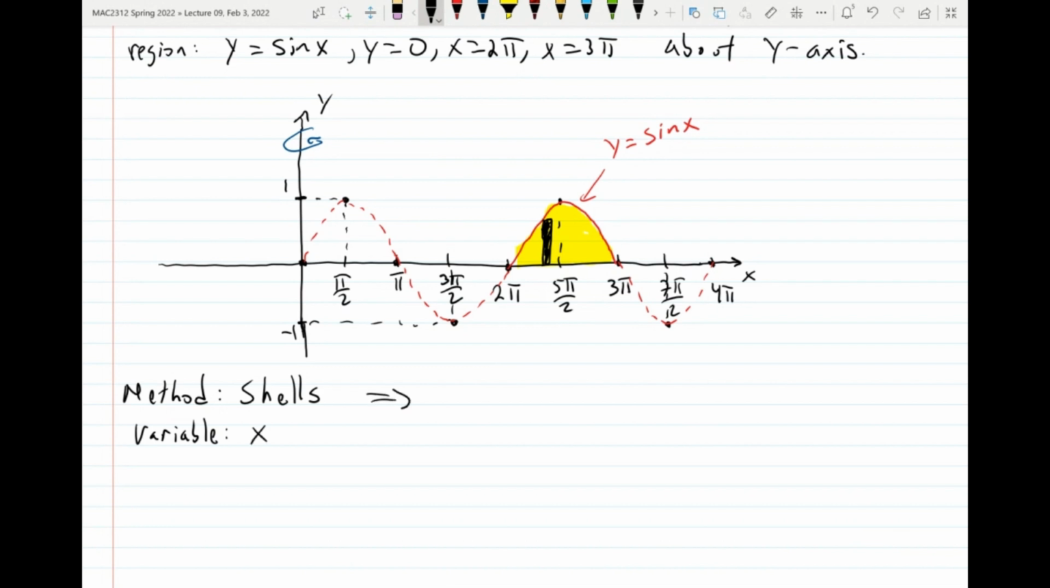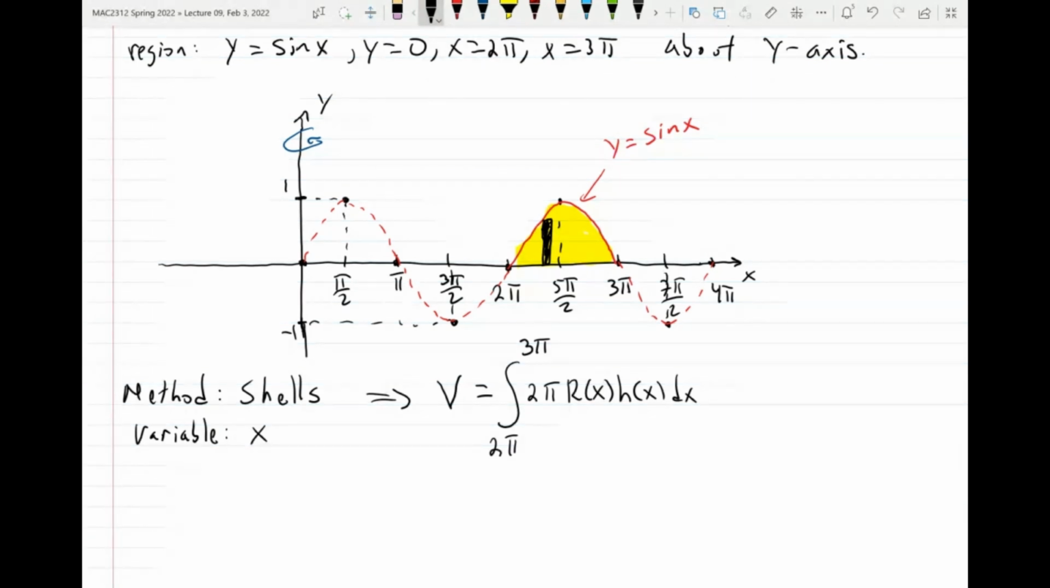And remember, because it's shells, that means that we already have a formula. So the volume will be the integral. Let's see, from where to where? What are my limits of integration? From 2 pi to 3 pi. And the formula is 2 pi r of x, h of x, dx. Okay, everybody okay so far? So remember, you need to know that shells comes with this formula. Okay, you need to know the formulas for the different volumes, the different methods.